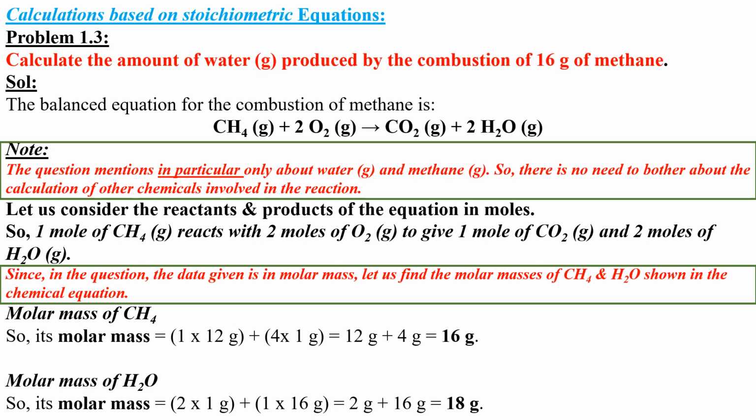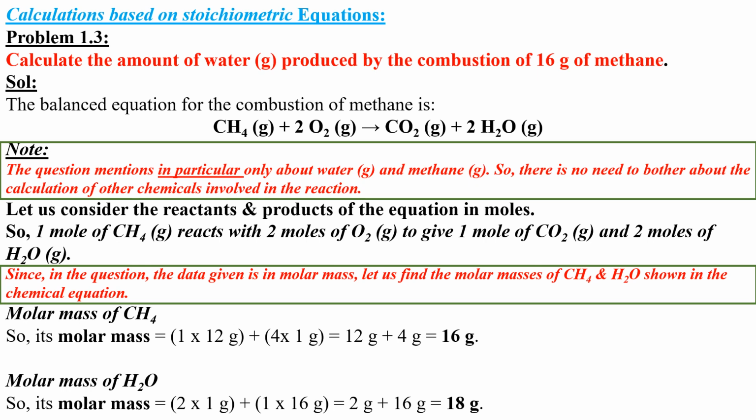Okay, so if you balance this chemical equation, you will have methane plus 2 oxygen gives carbon dioxide plus 2 water. Now look at the question. It mentions in particular only about water and methane. There is no information about oxygen or the quantity of oxygen reacted or about the amount of carbon dioxide formed. It talks only about the amount of water and the amount of methane. So there is no need to bother about the calculation of other chemicals involved in the reaction. You need not do any of the calculations of oxygen or carbon dioxide. So as far as this problem is concerned.